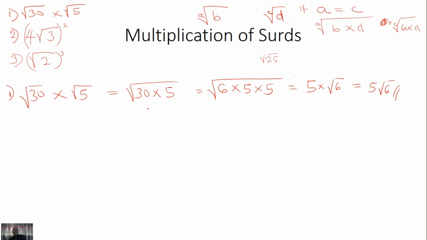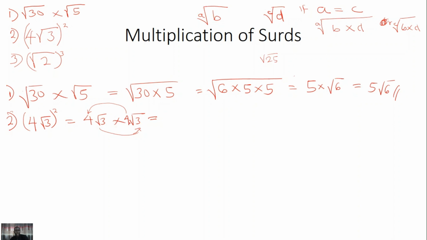Now, let's look at the second example, number 2. They say 4 root 3 in brackets raised to power 2. This can be written as 4 root 3 times 4 root 3. Now, when you want to simplify this expression, you multiply whole number with whole number, and you multiply the surds with the surds.